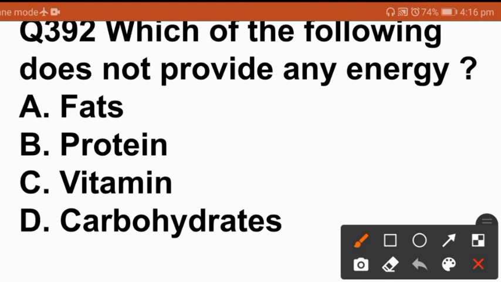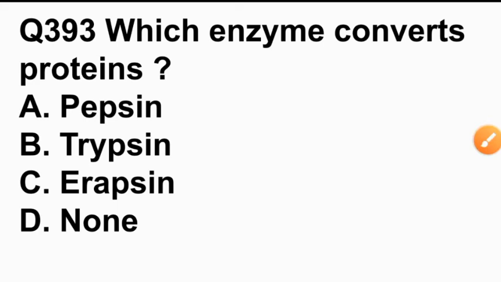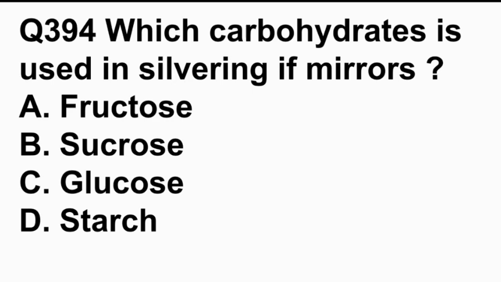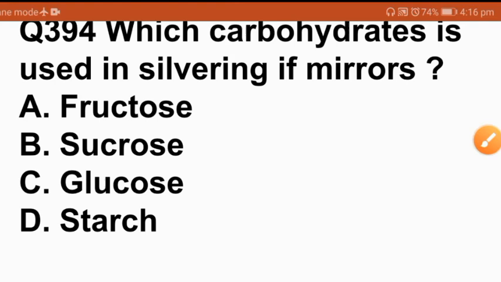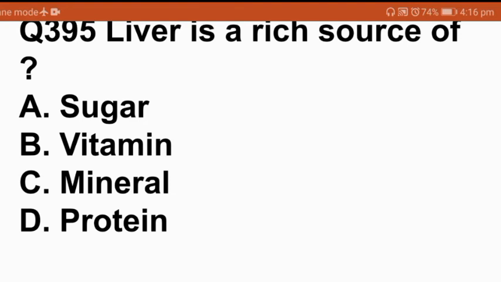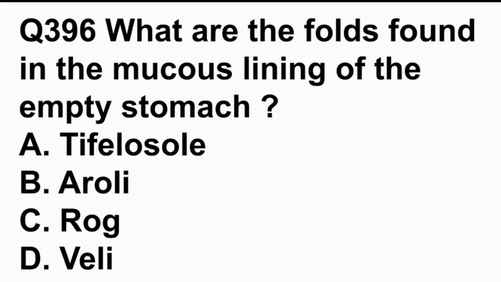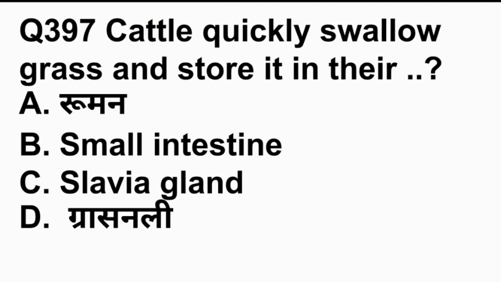Which of the following does not provide any energy? C. Vitamin. Which enzyme converts proteins? B. Trypsin. Which carbohydrates is used in silvering of mirrors? C. Glucose. Liver is a rich source of D. Protein. What are the folds found in the mucus lining of the empty stomach? C. Rugae. Cattle quickly swallow grass and store it in there. A. Rumen.